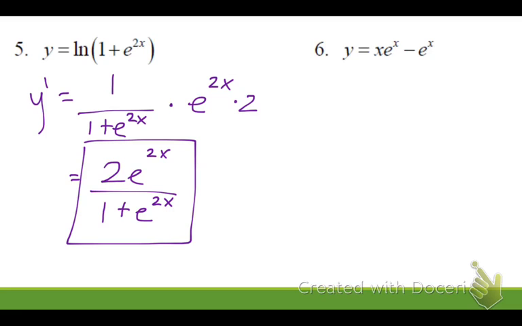All right, I'm going to let you guys try number 6. I'll give you a hint on that first term. You have to use the product rule because it's a function of x times a function of x. So go ahead and try number 6 on your own really quick.